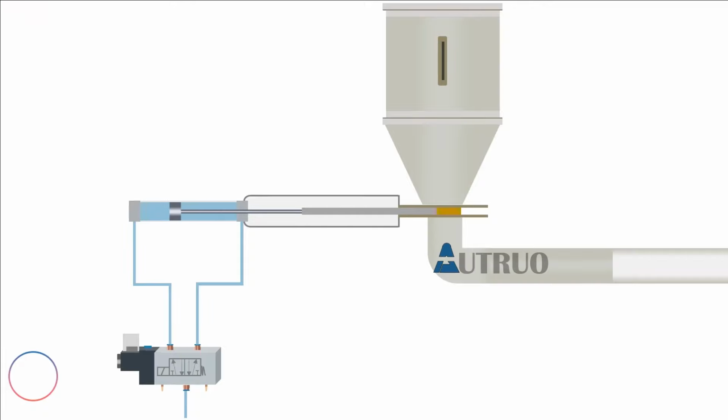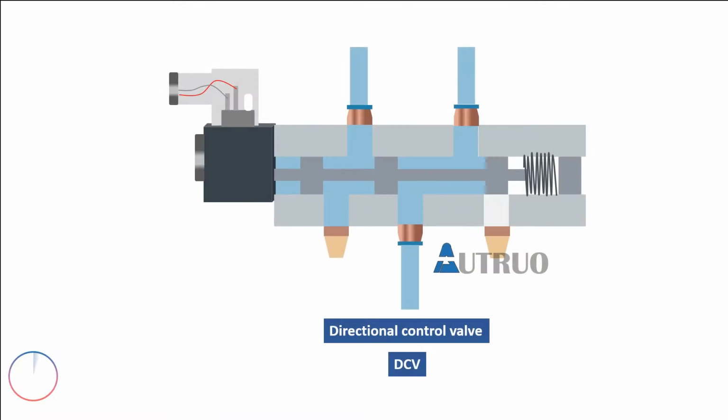I am pretty sure most of us will be amazed as to how a cylinder extends and retracts in an industrial setup. Well, in this video, we will be looking at directional control valves, also known as DCV, the internal mechanism of a directional control valve, and how air is manipulated within the ports. So let's dive in.